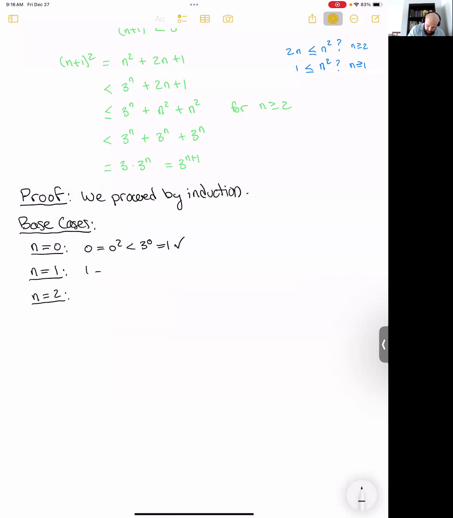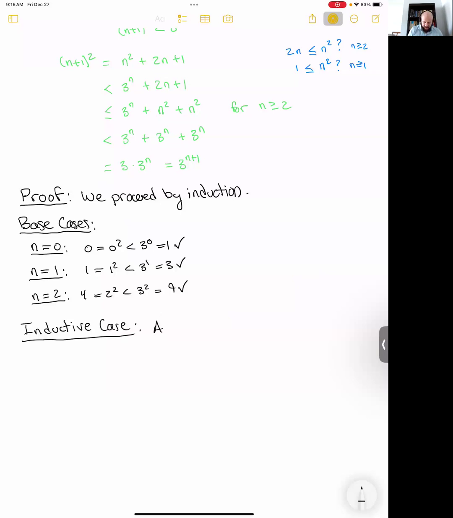So here we get 1, which is equal to 1 squared, which is less than 3 to the 1, which is equal to 3. We just want to write it out in a way that it's easy to follow, even if we're writing down things that are quite clear. Okay, so now that we've checked those 3 cases, the 3 bottom rungs are valid. We have 3 bottom rungs to our ladder. Now we can build up from there.